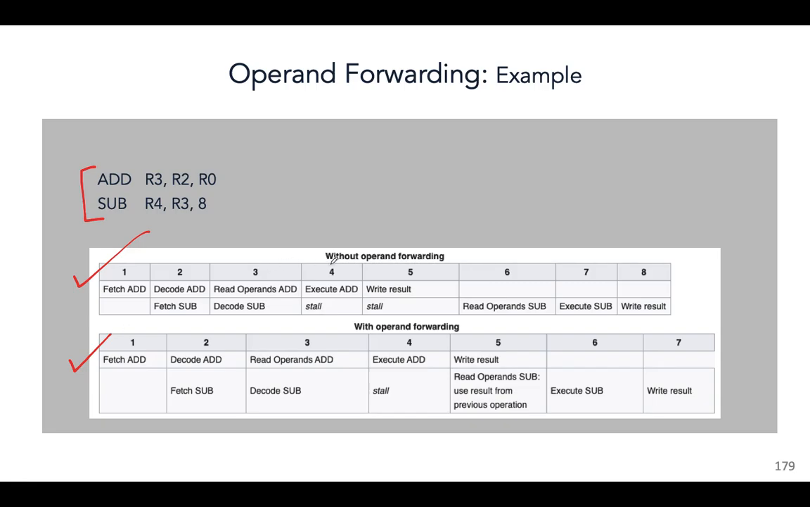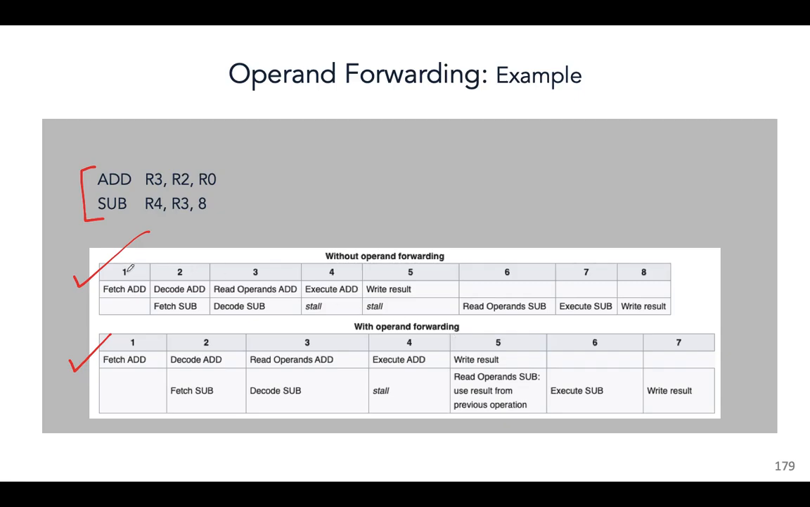Now let's try to understand how these two instructions will be executed in a pipeline normally and with operand forwarding. I say normally because so far we have not even talked about the concept of operand forwarding. So this is the regular way, before the introduction of operand forwarding, and this is with operand forwarding. So normally, what would we see in this pipeline?